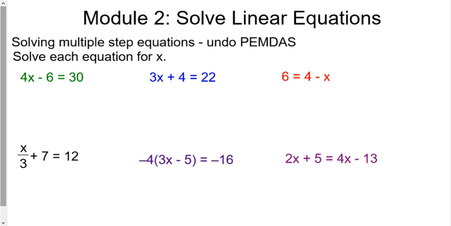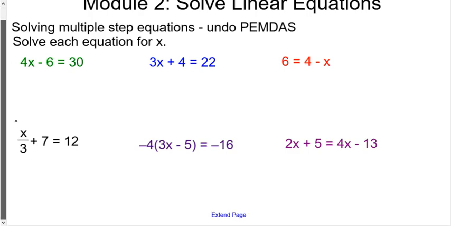Module 2, solve linear equations. So when solving multiple step equations, we're going to undo PEMDAS. So we're going to look to undo subtracting, then adding, then dividing, then multiplying, and then if there are exponents, which we don't have in this section, or finally parentheses.